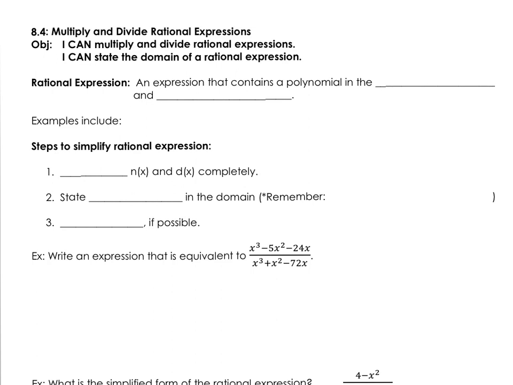Now that we've reviewed factoring, we're going to dive into multiplying, dividing, adding, and subtracting rational expressions. In Lesson 8.4, we'll multiply and divide. A rational expression is an expression that contains a polynomial in the numerator and denominator. We'll identify the numerator as n of x because it's going to be a polynomial, maybe possibly a function, and our denominator as d of x.